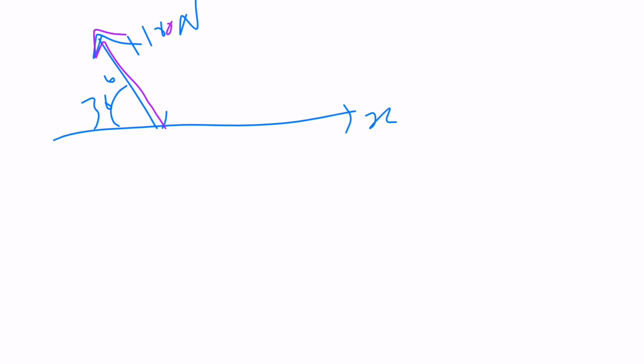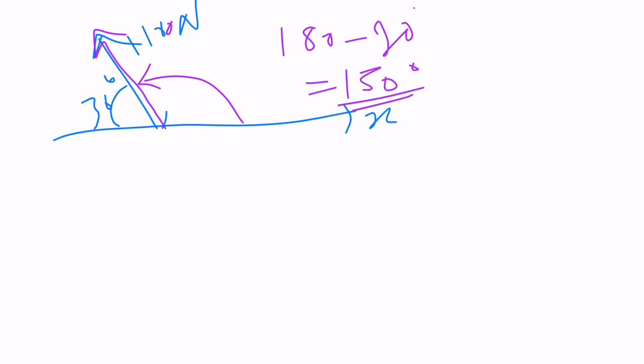So now the angle which we get is this. What can we do to find the angle? Do 180 minus 30 degrees. So the answer will be 150 degrees. That is the answer.